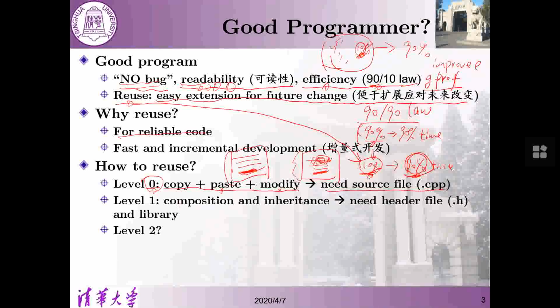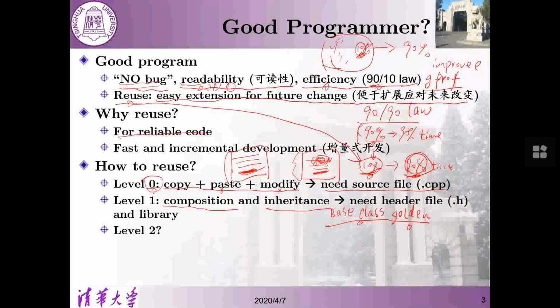A better reuse is to use composition and inheritance. By doing this, we are not modifying the base class, right? We are not modifying the old class. The base class is not modified. We just reuse it. And this class is golden, right? It's already tested. No bugs, right? Works correctly. So by this kind of reuse, we can incrementally develop some functions very fast.